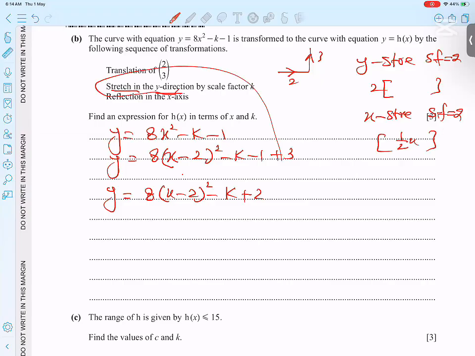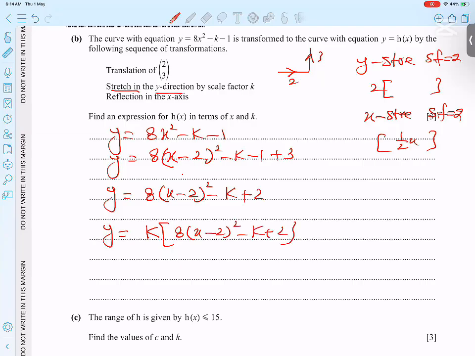So let's talk about the stretch on the y-axis. So factor k, I will multiply throughout the k vector. So look, k multiplying, as I said before, the whole equation will stay inside. All right, so I can write it like this, negative k plus 2.